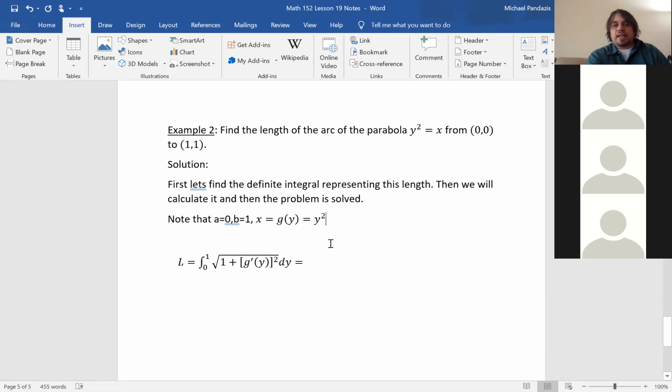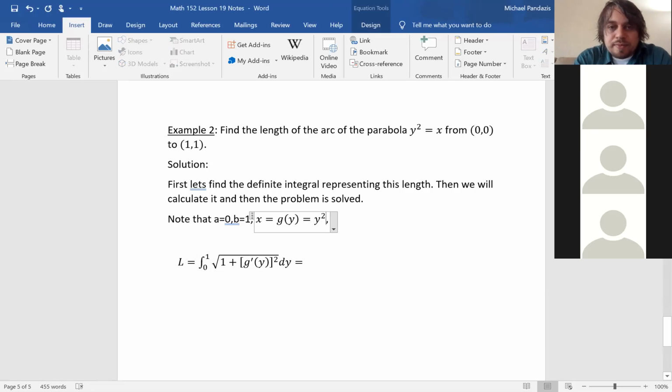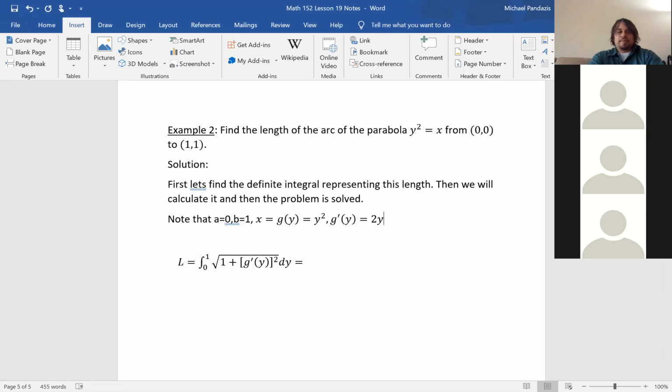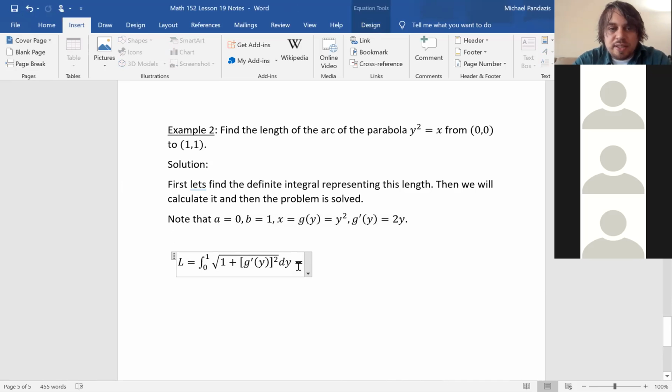That's good. And then g prime of y is just the derivative of y squared with respect to y. That's 2y. Okay. A equals 0, b equals 1, x equals g of y is y squared, and g prime of y is 2y. So that's what we need.